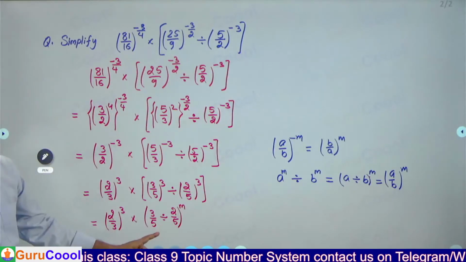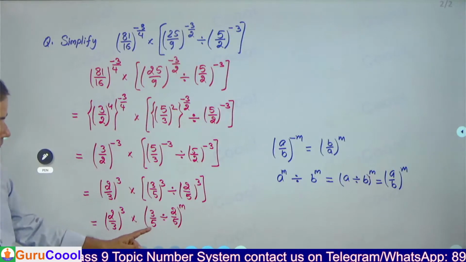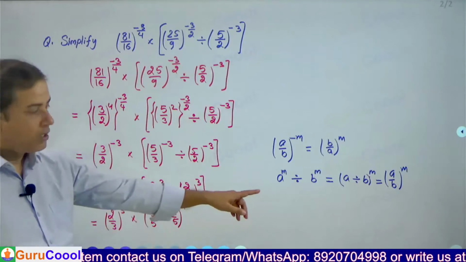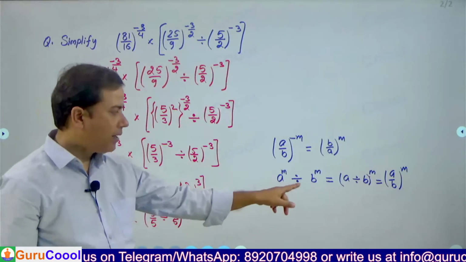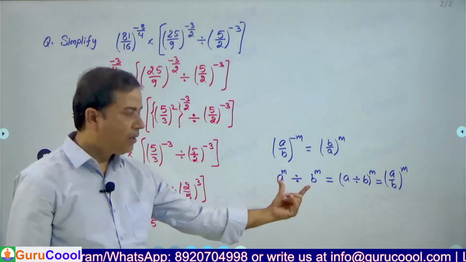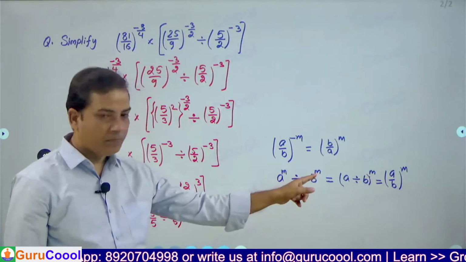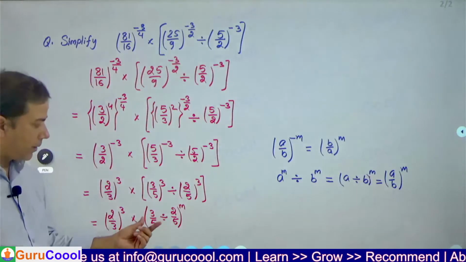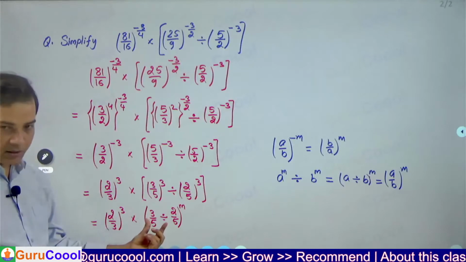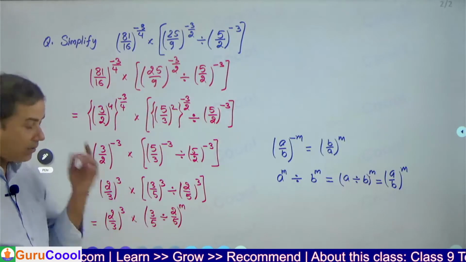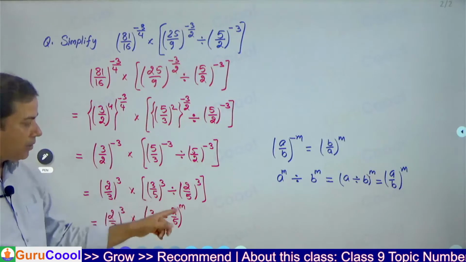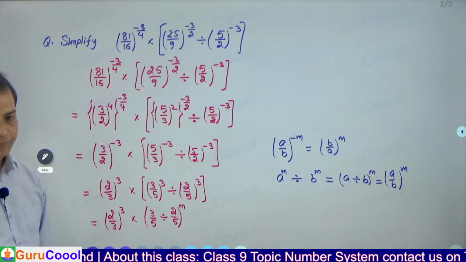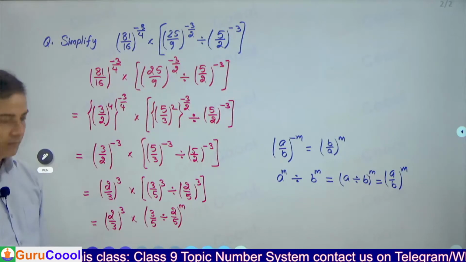Is that meaningful? Check it. See here, the rule says a divided by b, different bases but same powers, so you just divide the bases and write the power only once. I did the same: I divided the bases, and the power is only once. Is that clear? Yes, sir.